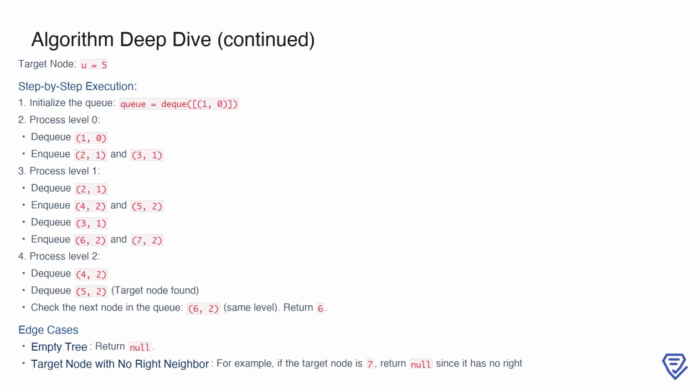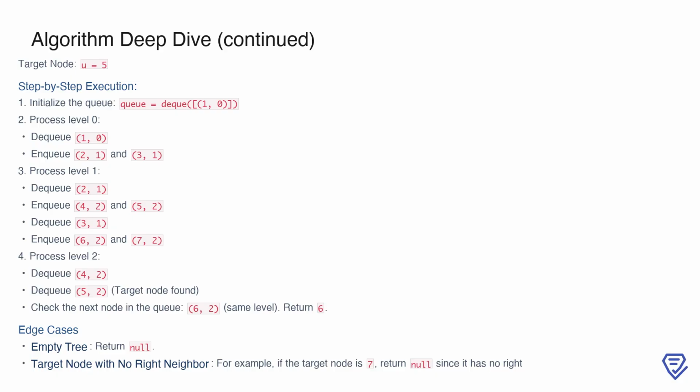We begin by initializing the queue with the root node at level 0. At the first level, we dequeue the root and enqueue its children, nodes 2 and 3, at level 1. Moving to level 1, we dequeue 2 and enqueue its children, nodes 4 and 5, at the next level. Then, we dequeue 3 and enqueue its children, nodes 6 and 7. At level 2, we dequeue 4 and then find our target node, 5.